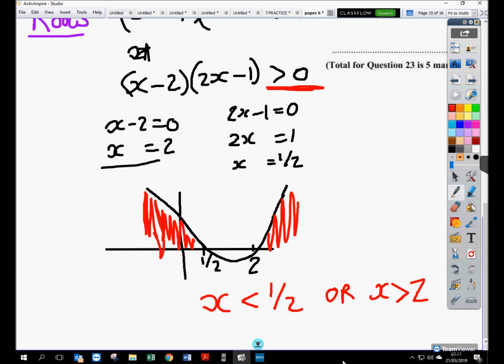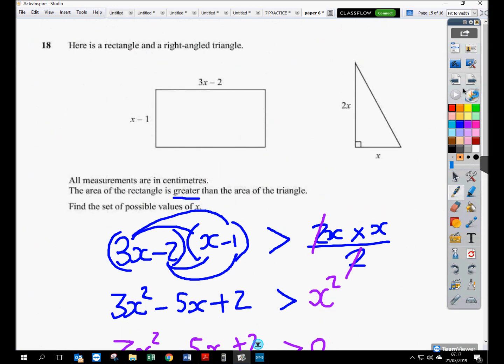Now, this is the answer to the question. However, we just need to think about this for a moment, because if I say that x is allowed to be less than a half, I'm saying x can be, say, a quarter, 0.25. But is this allowed in the question?